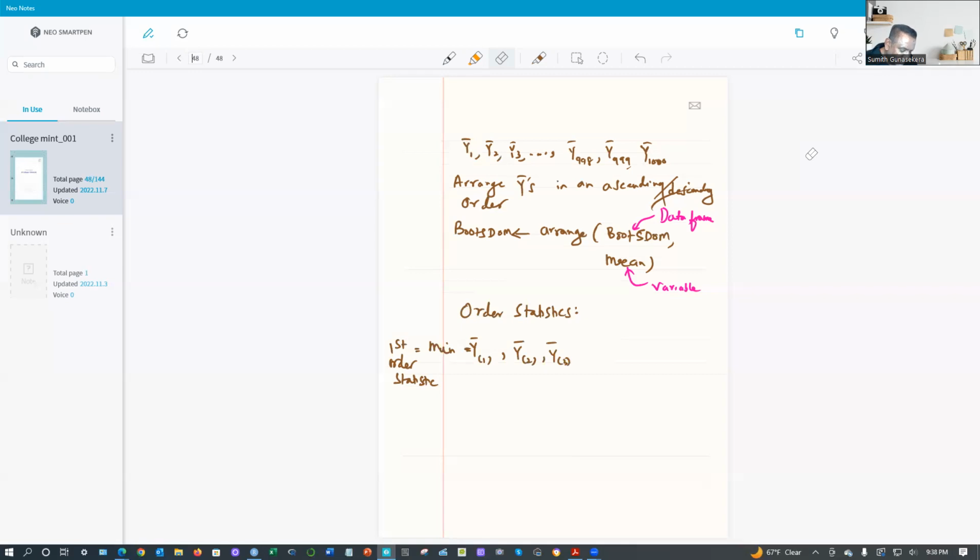I put it in. That's not the same as the original Y bars, these ones. They've been rearranged. Then Y bar 998, Y bar 999, and Y bar 1000 is nothing but the max. It's called the 1000th order statistic.